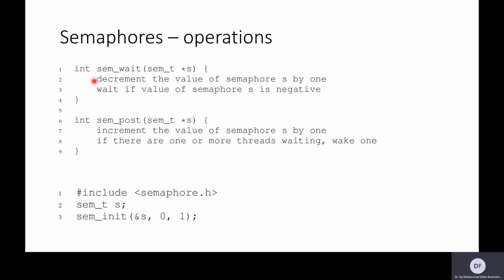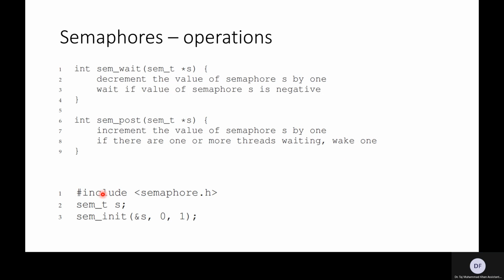So I'll repeat again, semWait will decrement the value of the semaphore by 1, and if the value becomes negative, it will put the calling thread to sleep and put it on the queue of the semaphore. Some other thread ultimately will call semPost. semPost will increment the value of the semaphore by 1 and see if there are any threads waiting on the queue of this semaphore, and if there are, it will wake one of those threads.